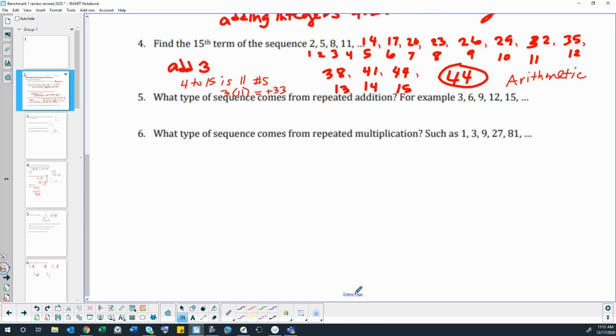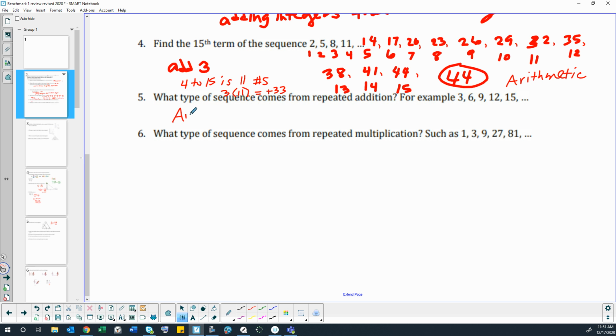Okay, next, what type of sequence comes from repeated addition? We just talked about that. It's arithmetic. So let's look at this example. In this example, it's multiplying by 3, isn't it? Wait, is it? No, it's adding. Sorry. Repeated addition. What number is adding? 3. Yeah, it's adding 3. Just like in our last problem, it's just starting in a different place. Okay, what type of sequence comes from repeated multiplication? We call that a geometric sequence.